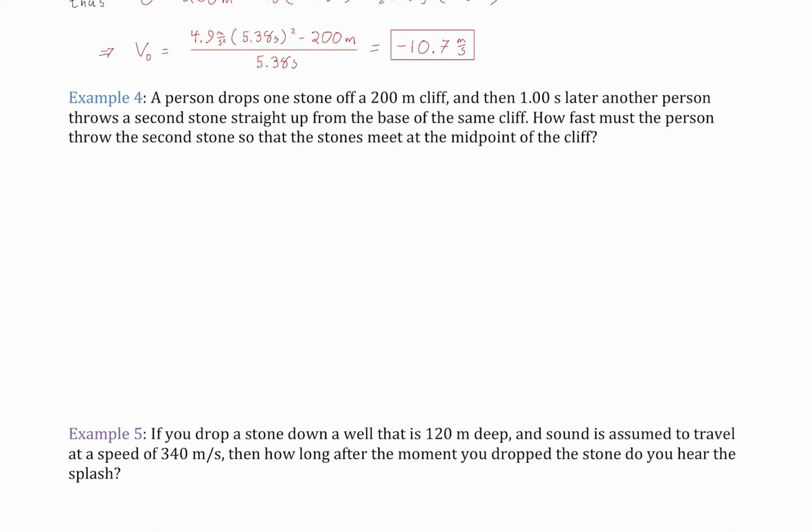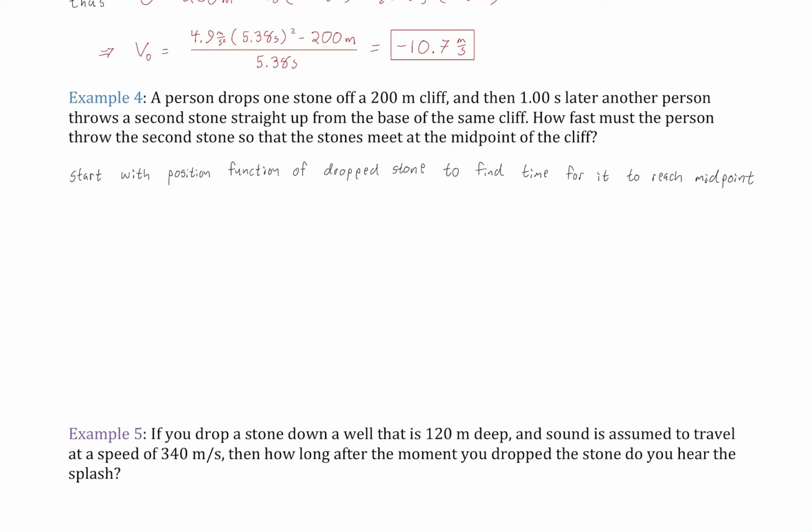A person drops one stone off a 200-meter cliff. Oh, that sounds similar. And then a second later, another person throws a second stone straight up. Oh, that's different. From the base of the same cliff. How fast must the person throw that second stone so the stones meet at the midpoint? Okay, so of course we have to decipher this information, kind of think about what's happening here.